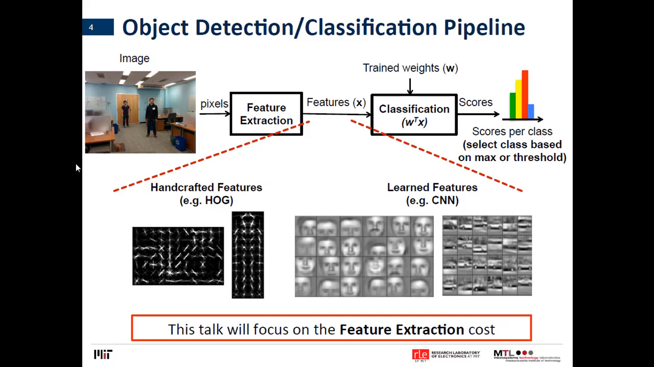Often after feature extraction, you have classification. And classification is pretty much similar between the two. So the focus of today's talk and this work is on the difference between the feature extraction class. So basically HOG versus CNN.